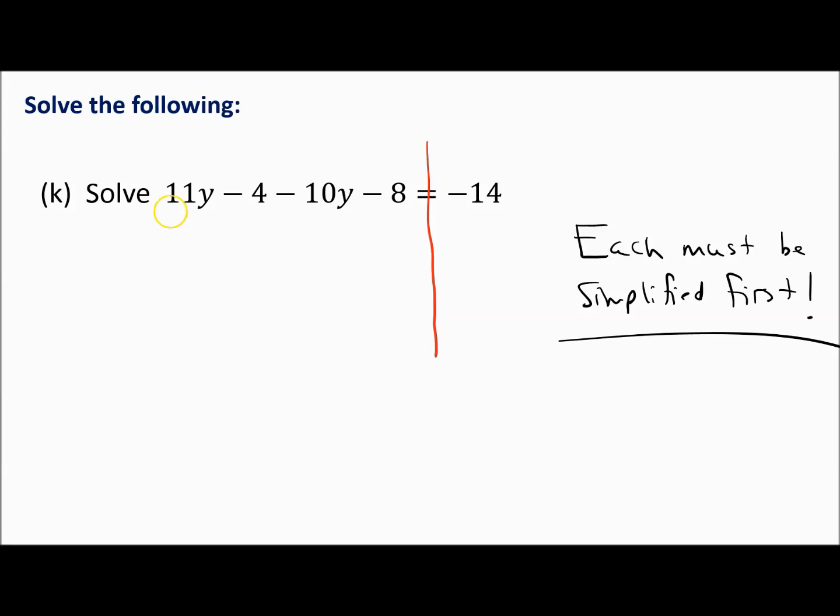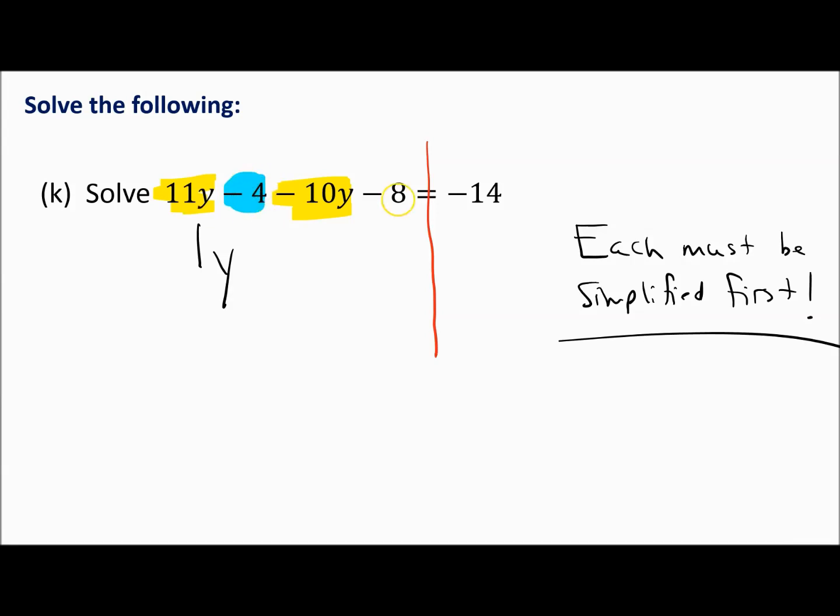I've got 11y and a like term over here of a minus 10y. Let's think about this. 11y minus 10y. What would that be? Well, that would just be 1y, right? 11 minus 10 is 1, and you keep the like term. That's 1y. And then I've also got like terms right here.